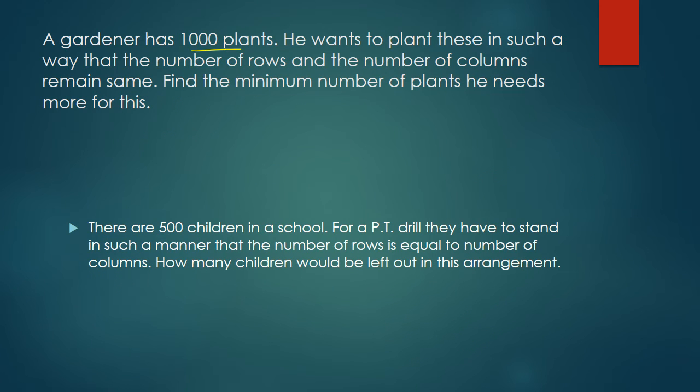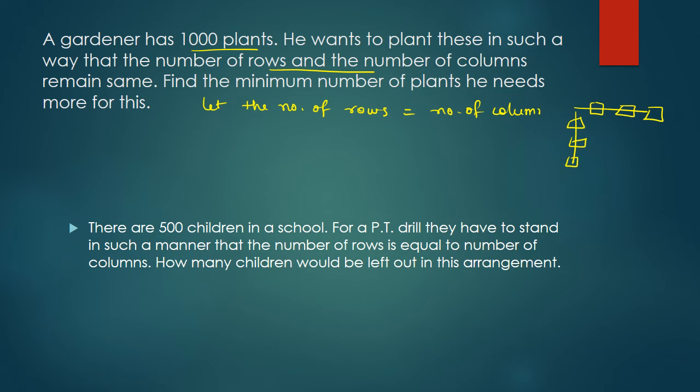Now here the gardener has to plant 1000 plants, but in such a way that the number of rows and columns are the same. Let's say 3 rows are here, 3 columns must be here. So let me assume that the number of rows, which is equal to the number of columns, be x. That means total plants x into x should be 1000. But 1000 is obviously not a perfect square because it has 3 zeros, right?